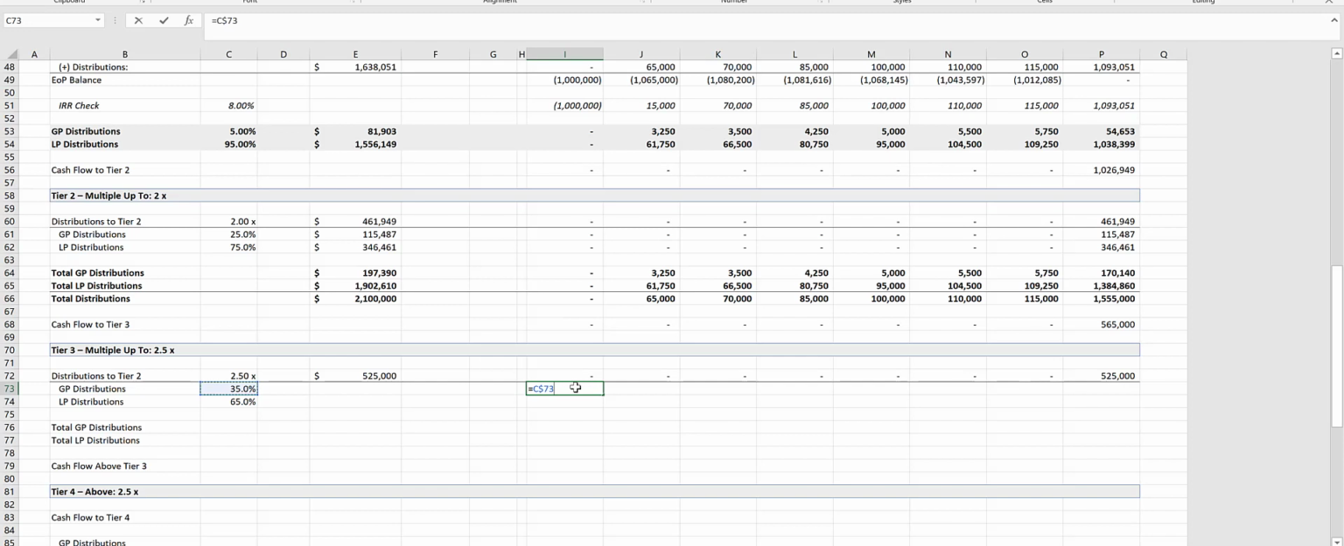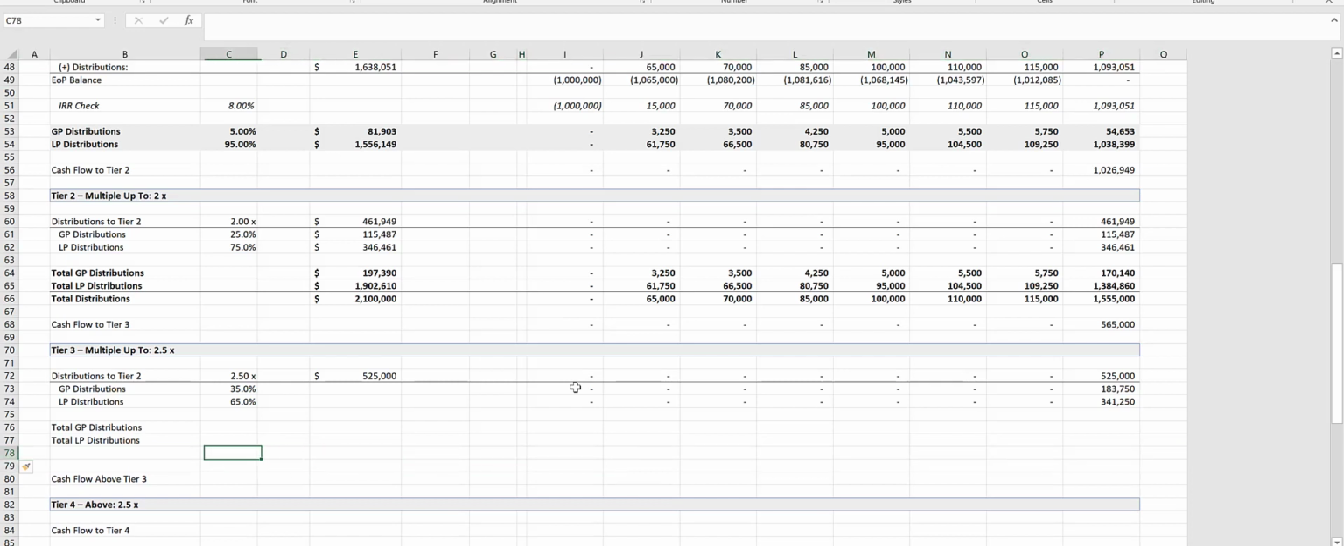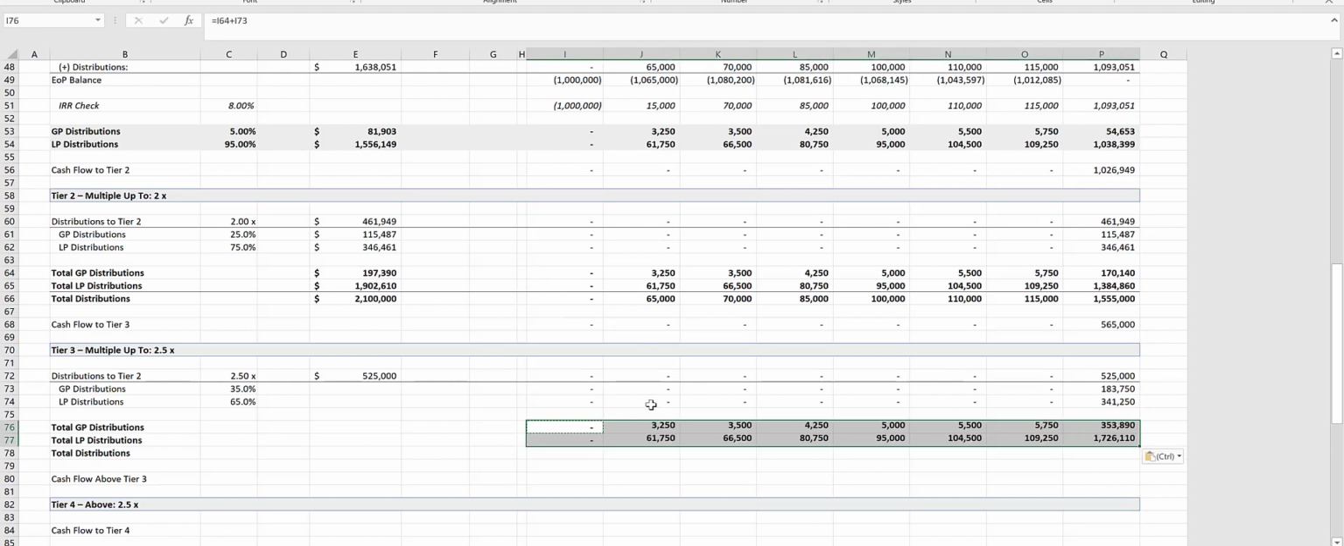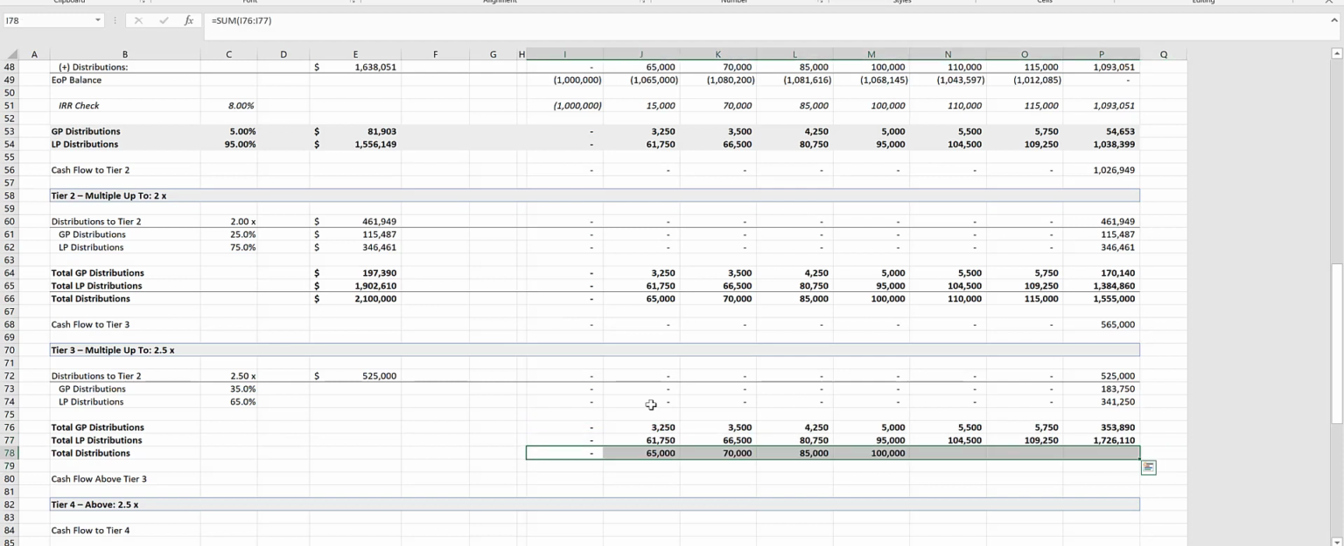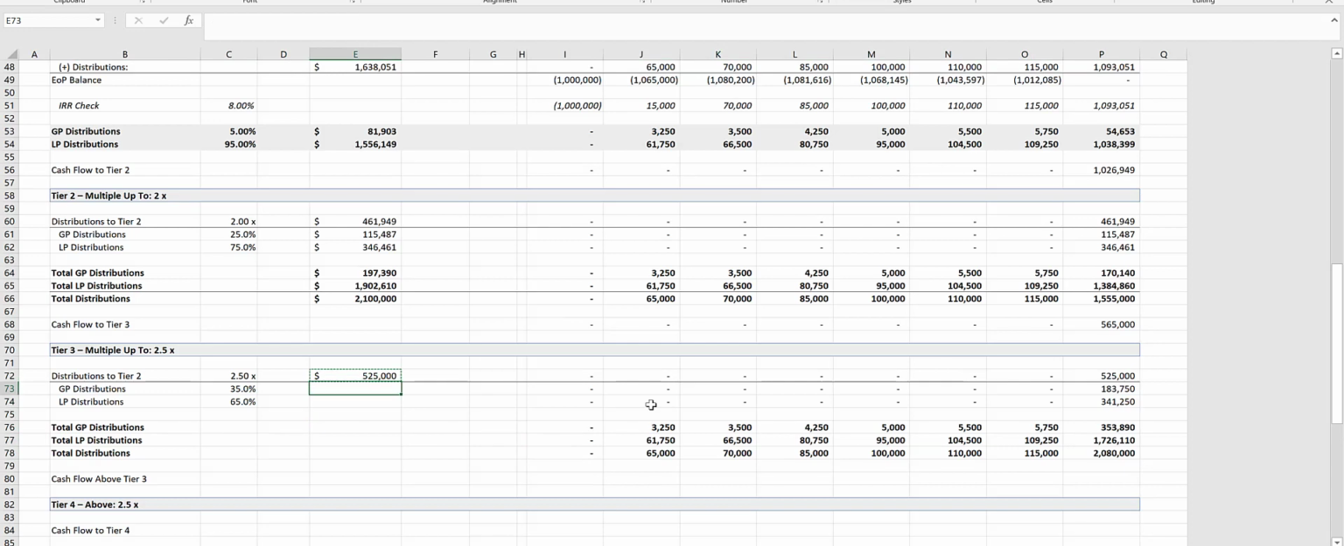And then this will be distributed 35-65, the same way we did it before. Copying down and across. And then we'll have our total distributions from the previous tier, tier 2, plus everything that's distributed in tier 3. And we can copy this down and across. We can sum it up. Let's sum these up.